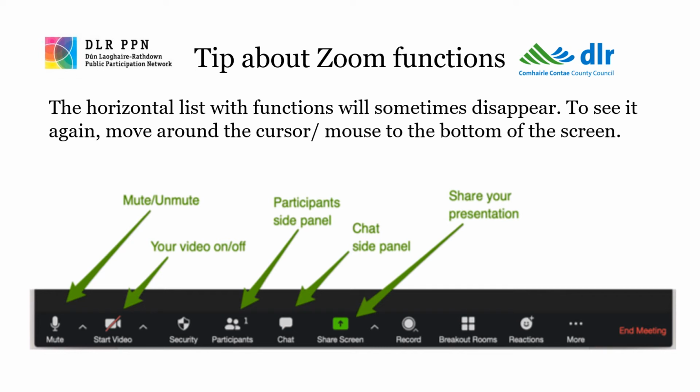Before we go into it, an important tip is that this tab with the list of functions will disappear. To see it again, you have to move the cursor or the mouse to the bottom of the screen and it will appear again. So if you see it disappear, don't worry, don't panic, just move your cursor down and it will appear again.